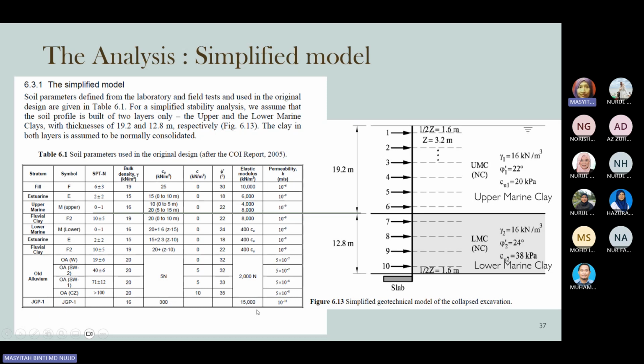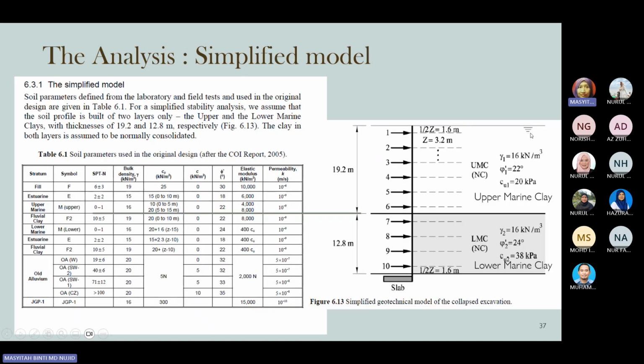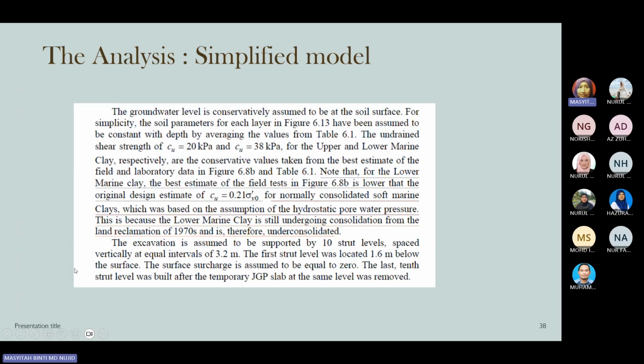The elastic modulus can be seen from here, and also the permeability of the soil. Since this is clay, you can see that the permeability is quite low at the beginning and then increases. Mostly in clay, the permeability is very low. The groundwater level here is considered to be at the soil surface. As you can see here, this is the groundwater table effect at the ground surface.